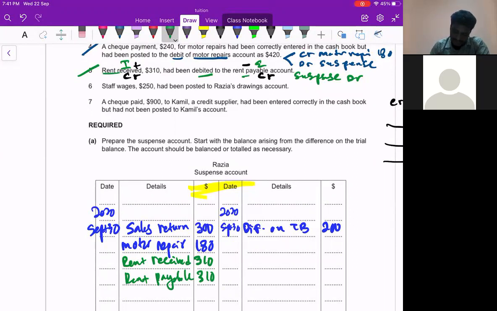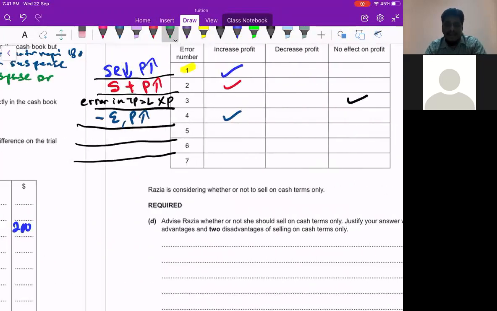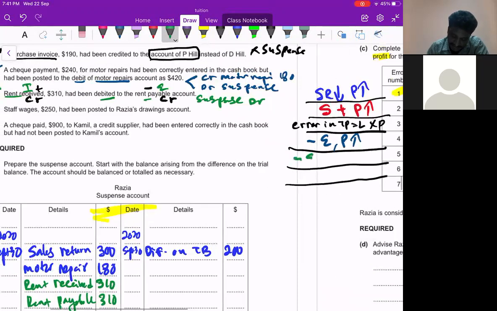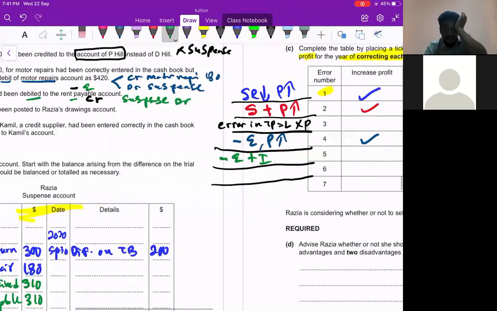Okay, after that, error number 5. What is the effect on the profit? Profit increase or profit decrease? What do you do? You minus the expenses plus the income. So your profit will be up, increase. The profit will be increased because expenses minus profit will be increased. Somehow your income will increase, profit increase also.